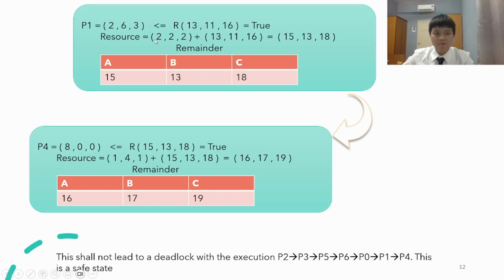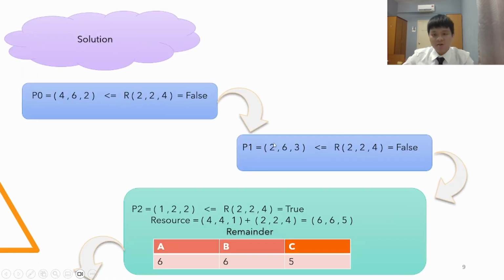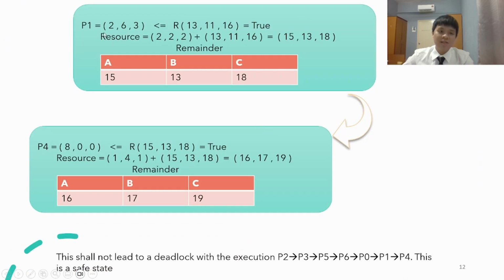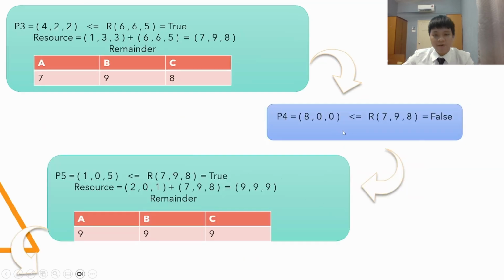So after done P0, go to the P1. P1 because it is also false just now, right? So we need to test it one more time. P1 is 263, is less or equal to the latest remainder, so it is true. And now we are going to use the allocation of P1, 222, plus the latest remainder, and 2 plus 13 get 15. 2 plus 11 get 13, 2 plus 16 get 18. So the latest remainder is A 15, B 13, C 18. So go to the P4.